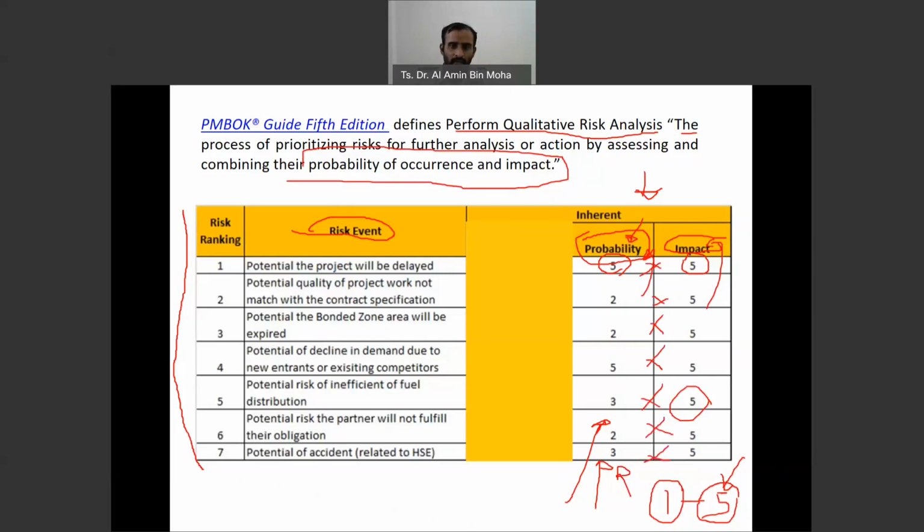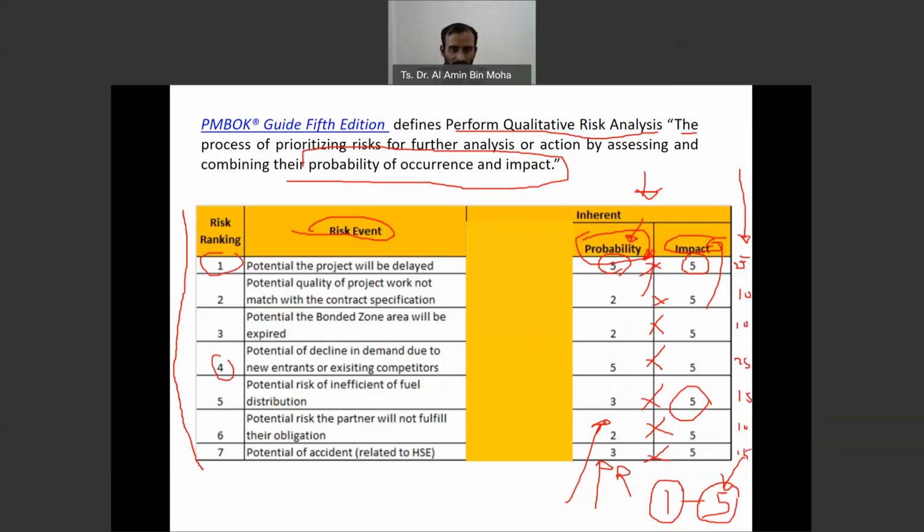Multiply, and then you got the summation here. They say here is 25, right? Here is 10, here is 10, here is 25, here is 15, here is 10, here is 15. So now you can re-rank them based on the highest probability impact measure. So which one is more important? Number one, number four, okay, it's this 25.